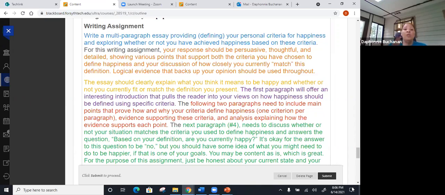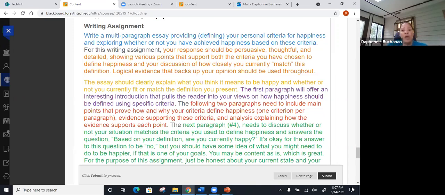So when you look at the rubric and it says, the essay should clearly explain what you think it means to be happy and whether or not you are currently fit or match the definition you present. So it's asking you currently, right now, do you match that definition of what you decide your happiness is? Not what somebody else feels your happiness should be, but what you need to be happy.